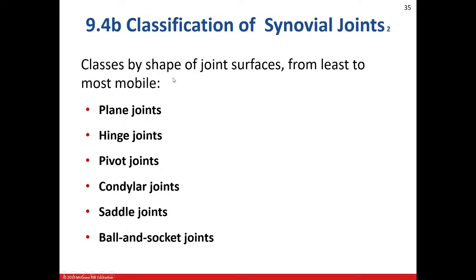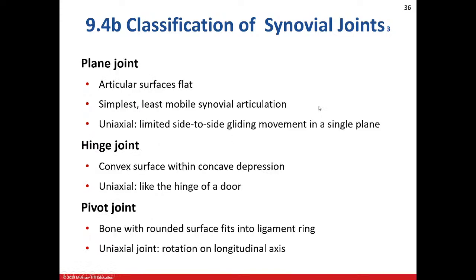All right, so classes by shape of joint surfaces, from least to most mobile. We start with plane joints, where two things are just sliding over one another. Then we have hinge joints, pivot joints, condylar joints, saddle joints, and the ball and socket joints. So at a plane joint, as you might guess from the word plane, the articular surfaces are flat. They are the simplest and least mobile synovial articulations, and they are uniaxial. They have limited side-to-side gliding movement in a single plane.